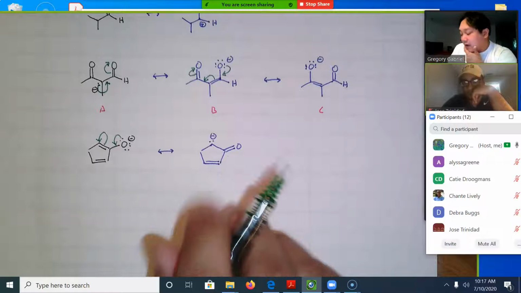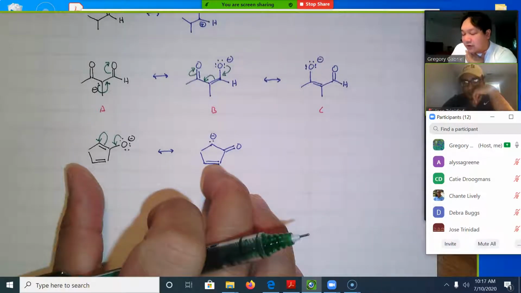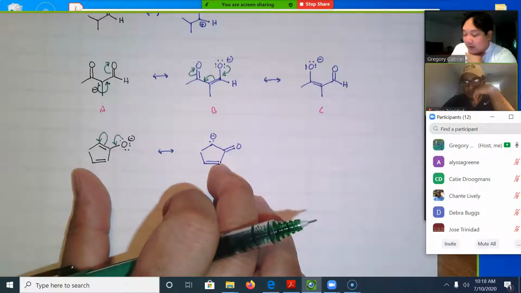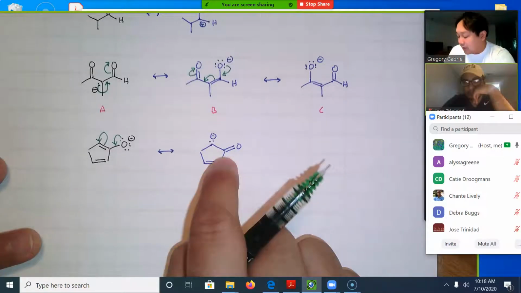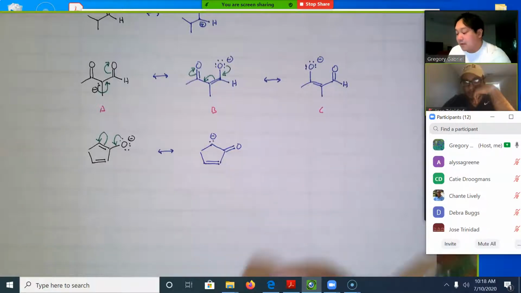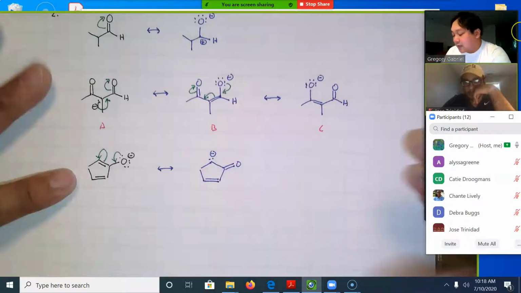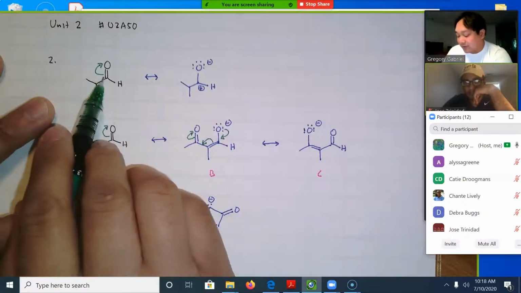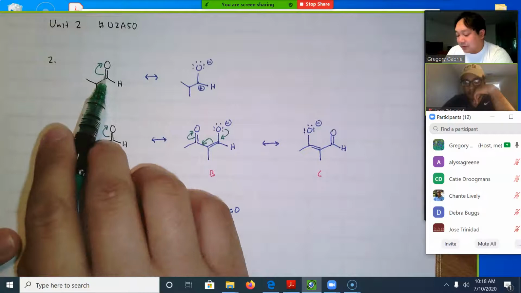It's just that we have two structures that are much, much better, much more contributing than the one where we're going to have a carbocation and anion. I guess what I could say is that when you have no other choice, do this resonance. If there's nothing else you can do, do this resonance right here.